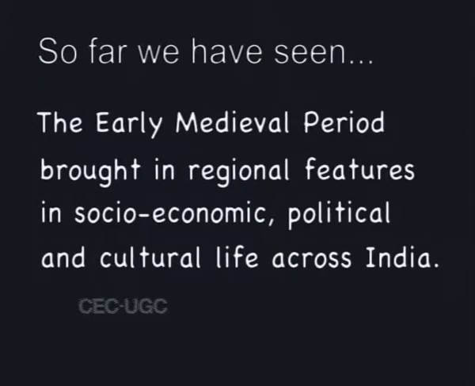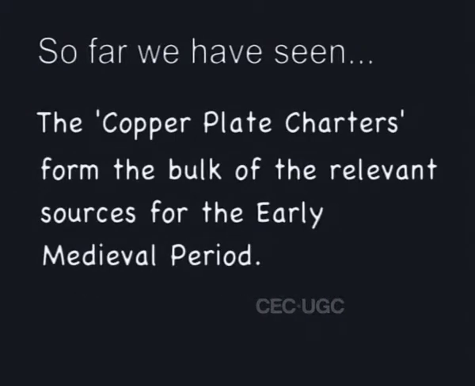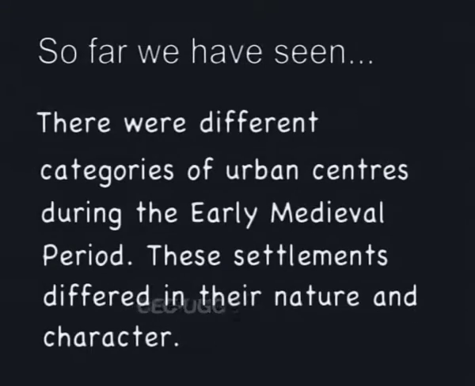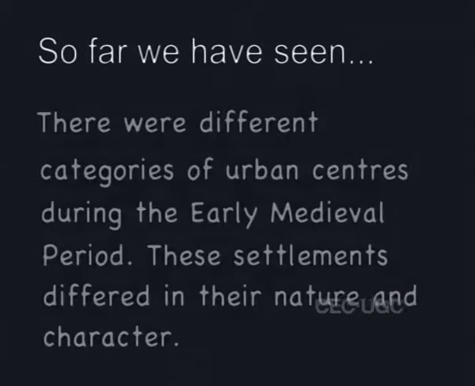The early medieval period brought in regional features in socio-economic, political and cultural life across India. The copper plate charters form the bulk of the relevant sources for the early medieval period. There were different categories of urban centers during the early medieval period. These settlements differed in their nature and character.